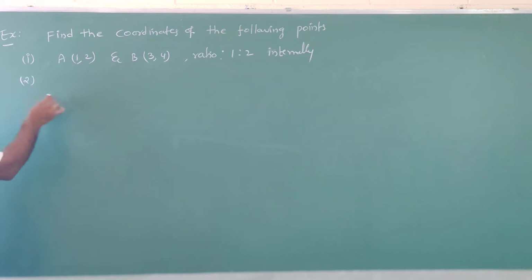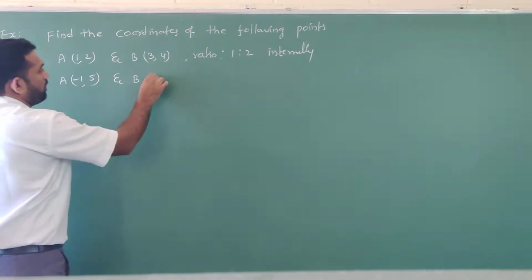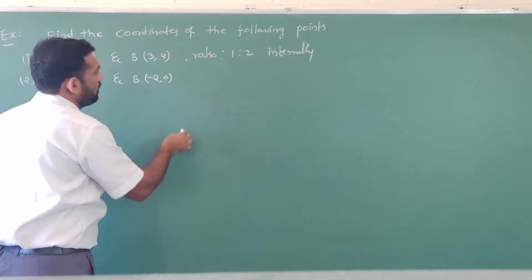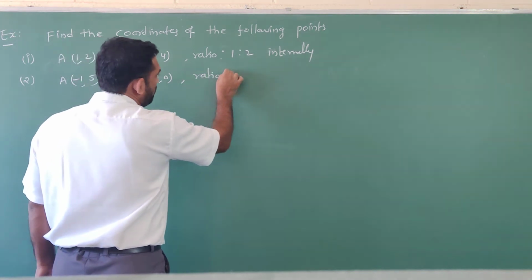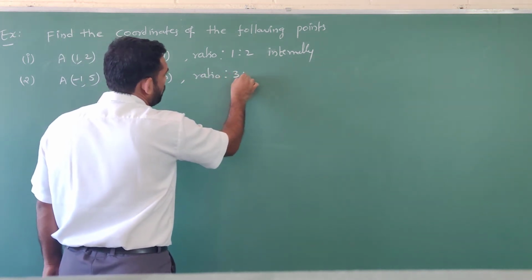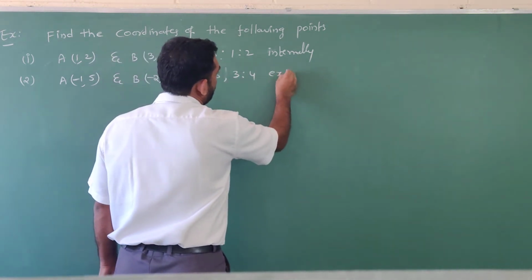Second question, A (-1, ?) and B (-2, 0). Ratio 3:4 externally.